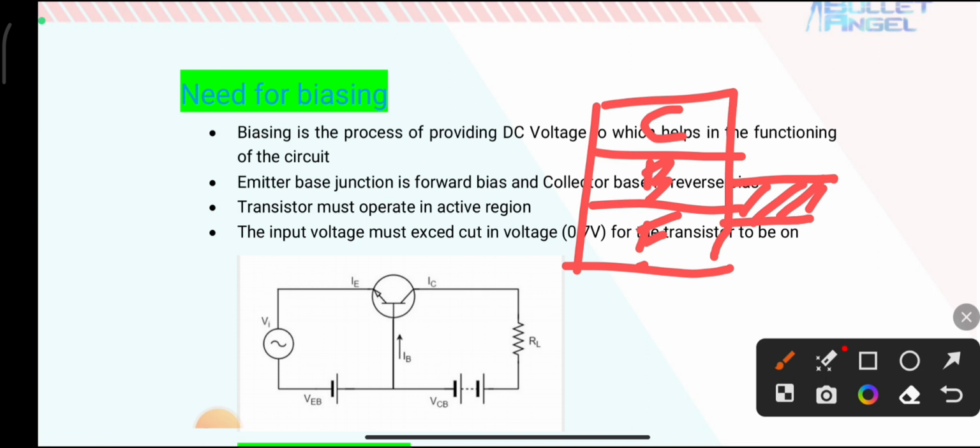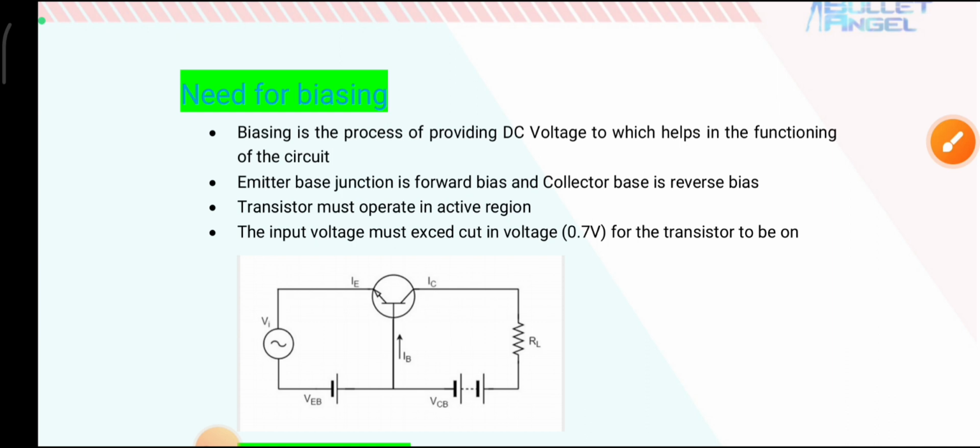The depletion region between the emitter and base junction must be eliminated at a voltage of 0.7 volts. If we don't give the 0.7 volts to this junction, there is a presence of depletion region, and the transistor doesn't work, meaning it is in the off condition. That's why we must provide 0.7 volts to this junction. That's why we need biasing for a transistor.